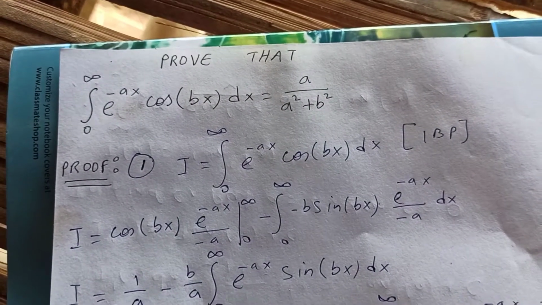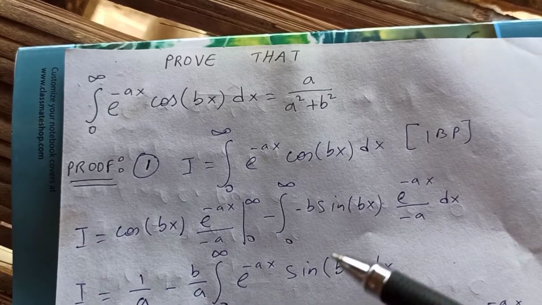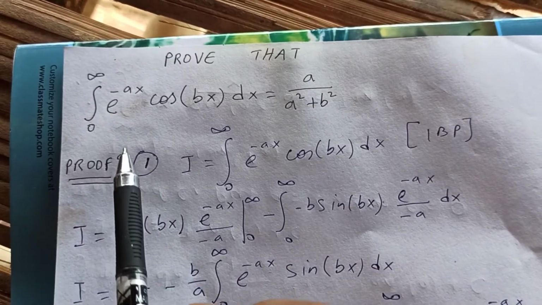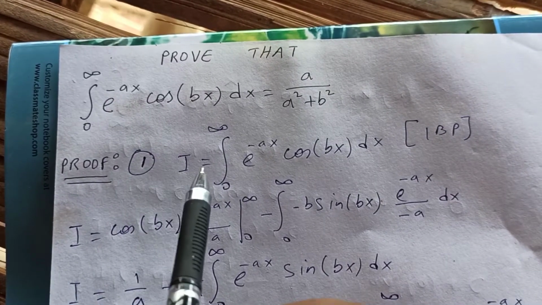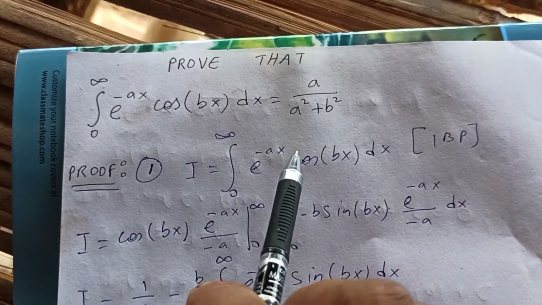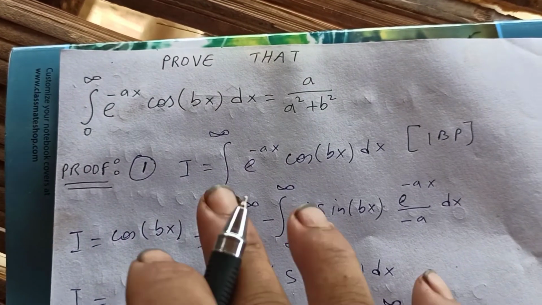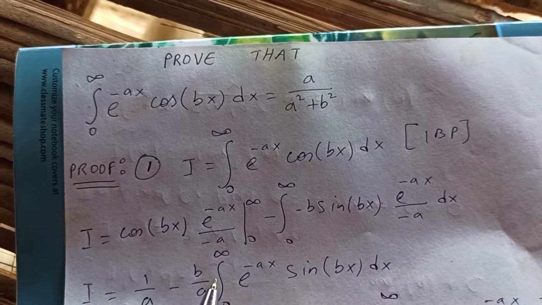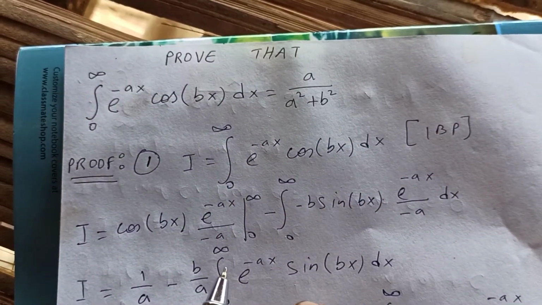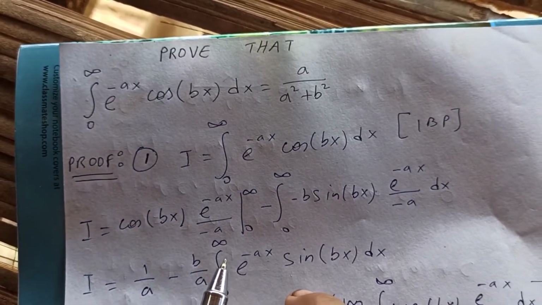Let's try to prove this interesting integral. The integral from 0 to infinity of e to the negative ax cos bx dx is equal to a upon a square plus b square, where a and b are not both 0. I mean, if a is 0, b cannot be 0, and if b is 0, a cannot be 0.